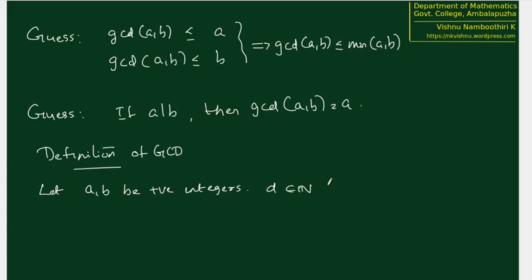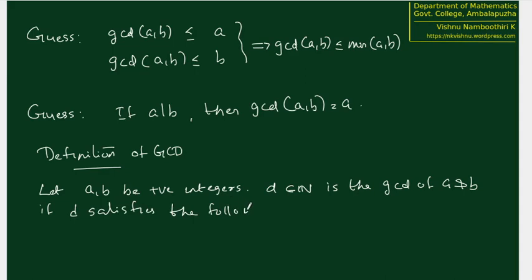D, another positive integer, is the GCD of A and B if the following two conditions are satisfied. So what are the conditions? Condition number one: D is a common divisor of A and B. That means D divides A and D divides B.